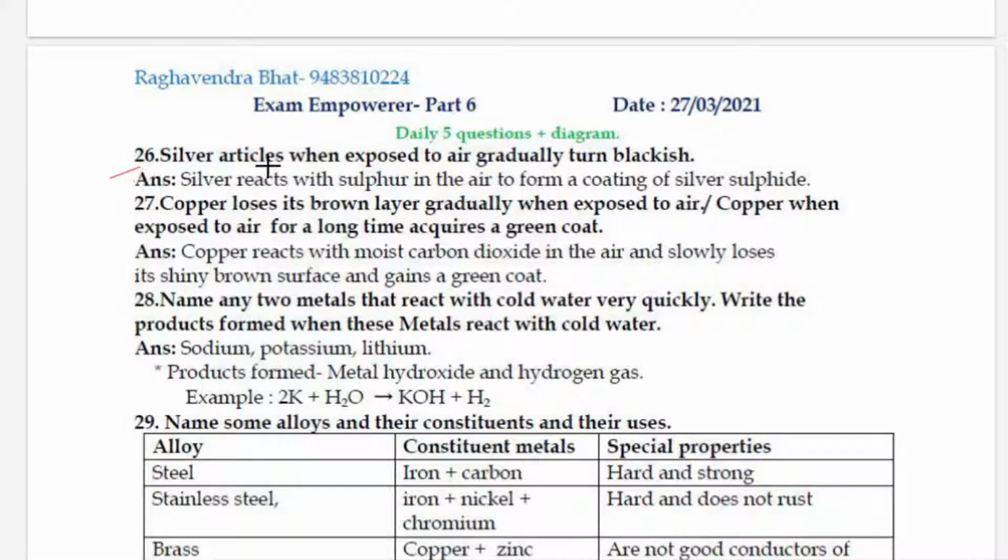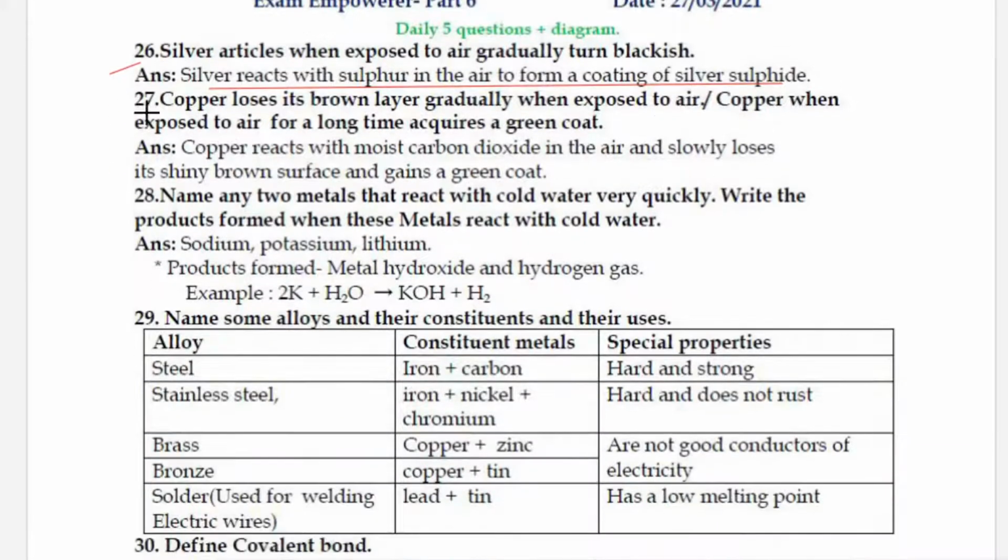Next one, silver articles when exposed to air gradually turn blackish because silver reacts with sulfur in the air to form a coating of silver sulfide. So it gradually turns blackish when exposed to air. Next question, copper when exposed to air for a long time acquires a green coat because copper reacts with moist carbon dioxide in the air and slowly loses its shiny brown surface and gains a green coat.